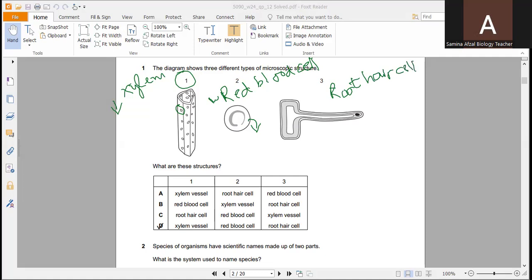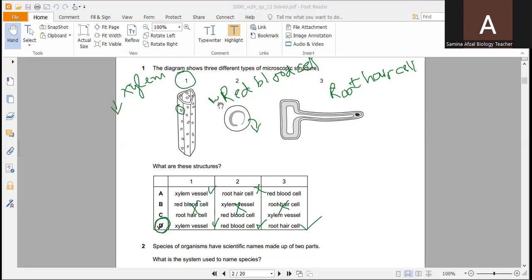So according to this, number 1 is xylem, number 2 is red blood cell, and number 3 is root hair cell. So D is the correct option in this case.